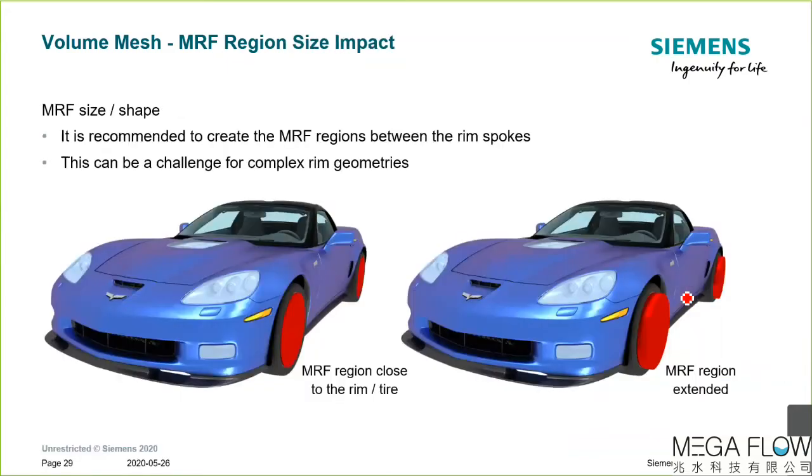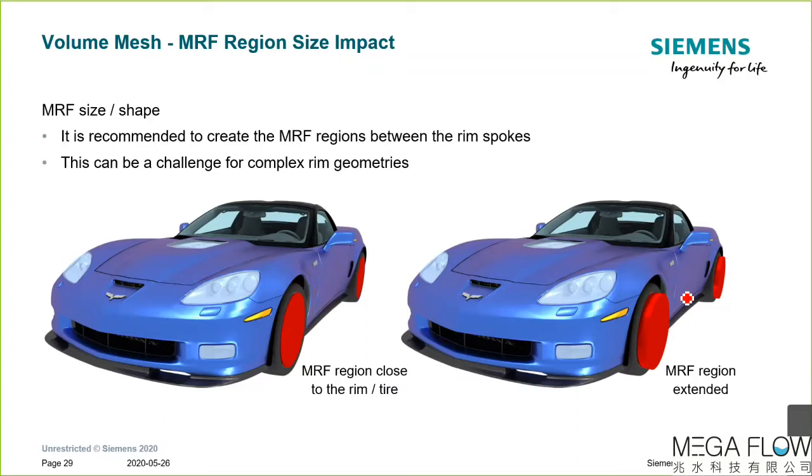So let's analyze that. Let's see how big the impact really is. As I said, I fully understand it's sometimes a challenge to extract the fluid volume between the rim spokes. As a compromise, you can also create a cylinder, but you have to move the cylinder very close to the rim. In this case, the tire wall is basically shielding the MRF region, and we can avoid the tangential inflow into the MRF region. That's what you can see on the left-hand side: the MRF volume, even modeled as a cylinder, moved very close to the rim.